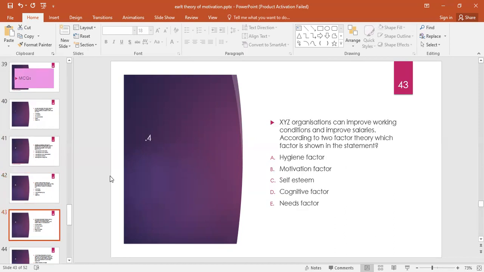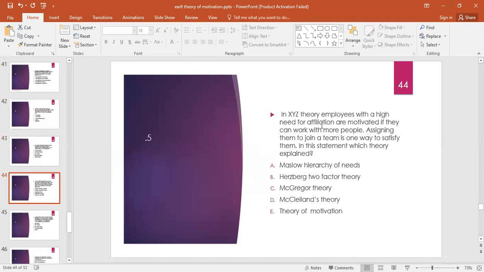XYZ organization can improve working conditions and improve salaries. According to the two-factor theory, which factor is shown in the statement? Hygiene factor, motivation factor, self-esteem, cognitive factor, or needs factor? A is the correct answer, hygiene factor.